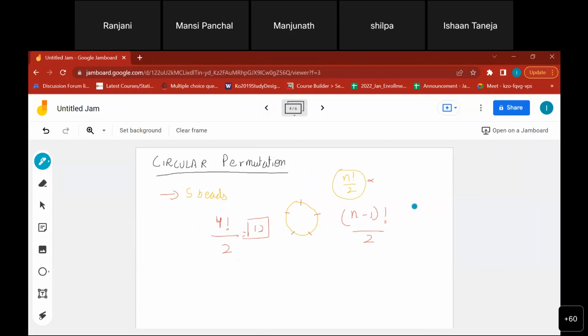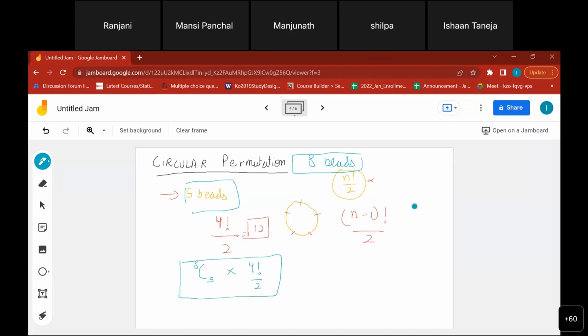Suppose you have 8 beads, and you have to make a necklace of 5 beads. Then in how many ways can you make it? 8C5 into 4 factorial by 2. Why so? Because you can choose any 5 beads out of the 8. So that is 8C5. Then once having chosen that, you have n minus 1 over 2, which is 4 factorial upon 2.